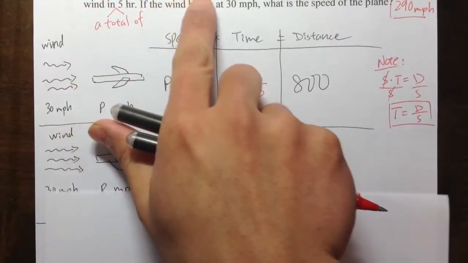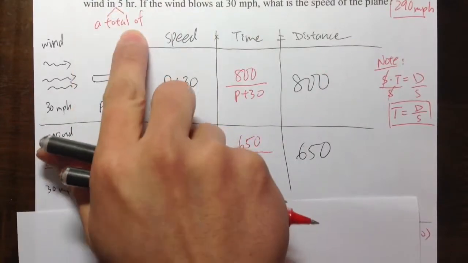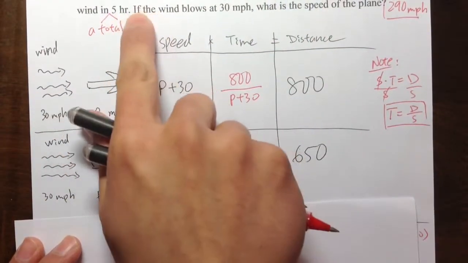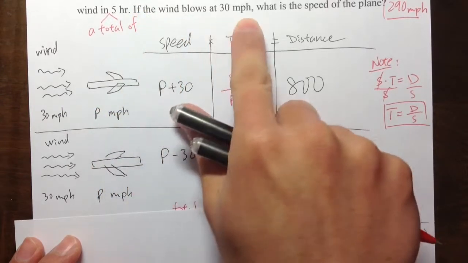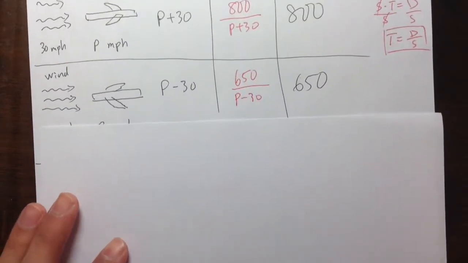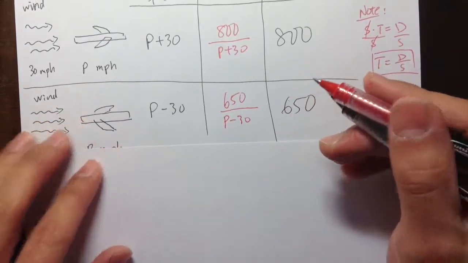Same situation. It says that the plane can travel 800 miles with the wind and 650 miles back against the wind, supposedly a total of 5 hours. If the wind blows at 30 miles per hour, what's the speed of the plane? So we have the chart, right? So this is how we are going to do it this time. And I want to see if you guys agree with me or not.